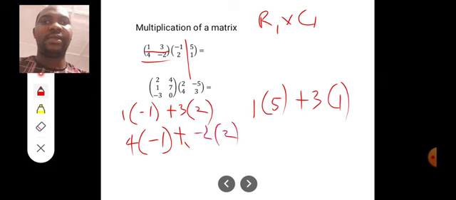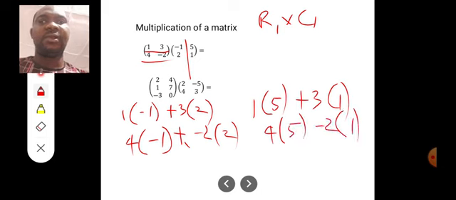Okay. Then we come over here. That's row 2 of the first matrix, column 2 of the second matrix. That's going to be 4 into 5, then minus 2 into 1. Good. So that's the matrix.